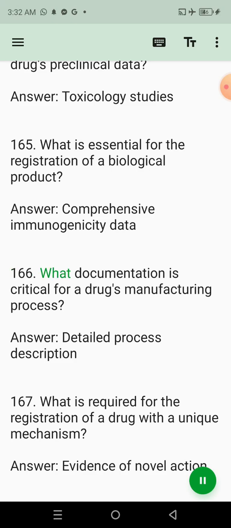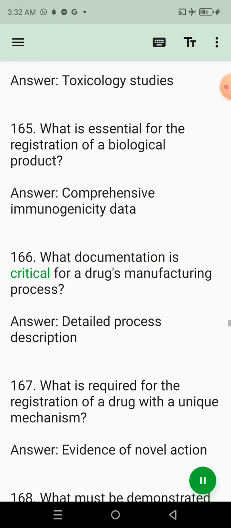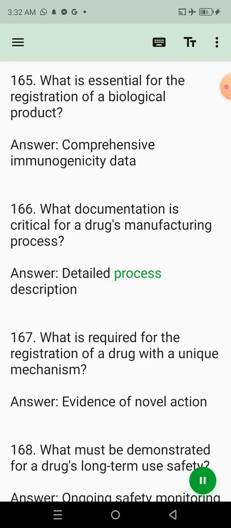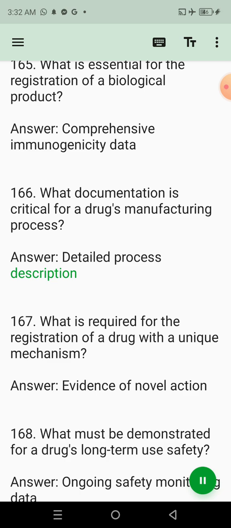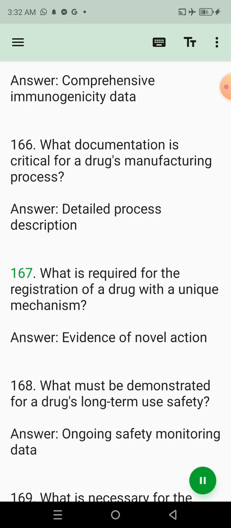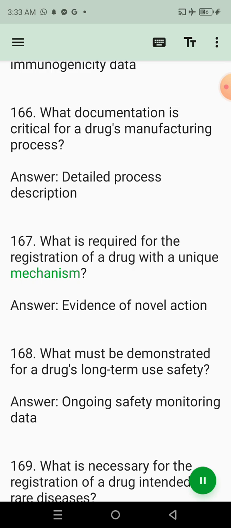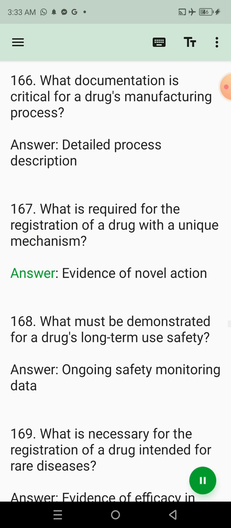166. What documentation is critical for a drug's manufacturing process? Answer: detailed process description. 167. What is required for the registration of a drug with a unique mechanism? Answer: evidence of novel action.